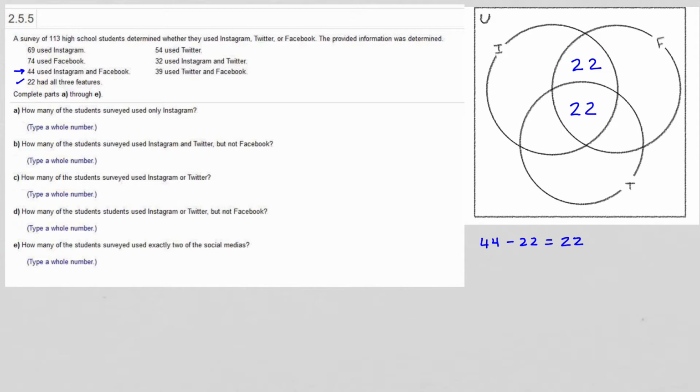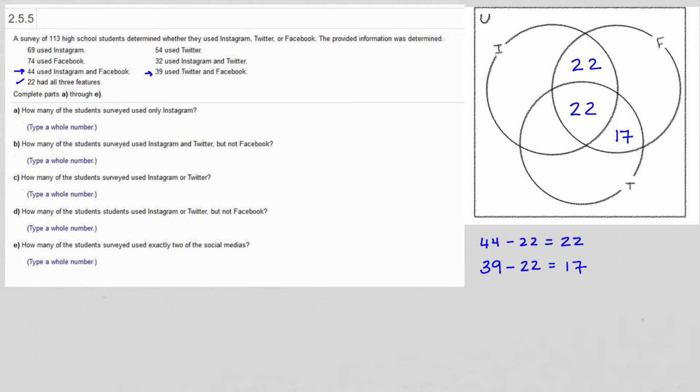And then I'll go to the next section, and this says 39 used Twitter and Facebook. So Twitter and Facebook would be this area. And we already counted 22 of those. So I'm going to subtract those 22 from the 39, and I get 17. So that's going to be 17 here.